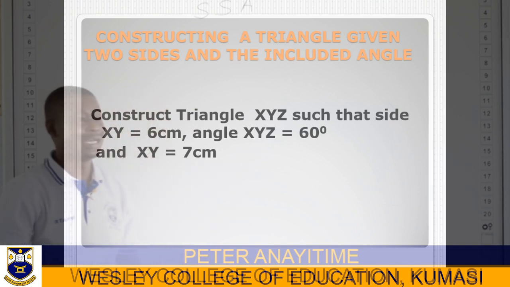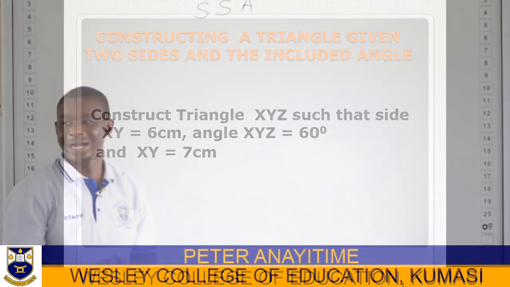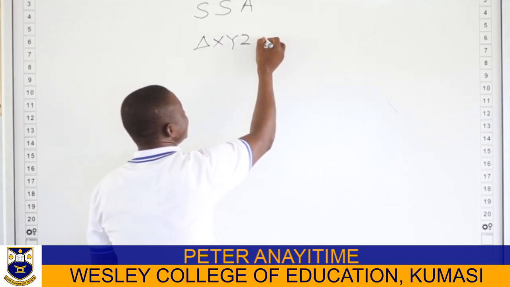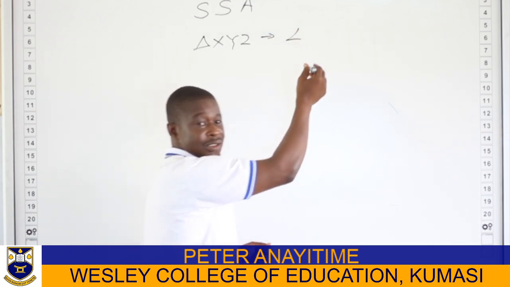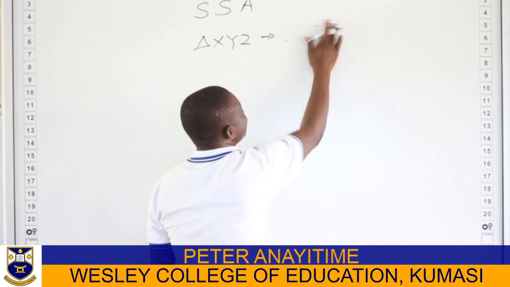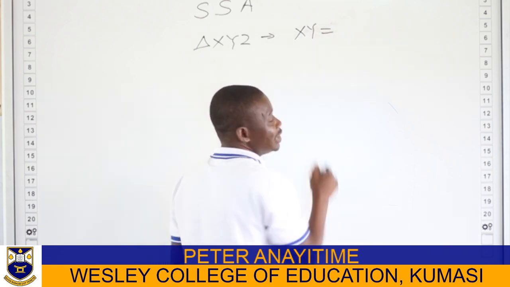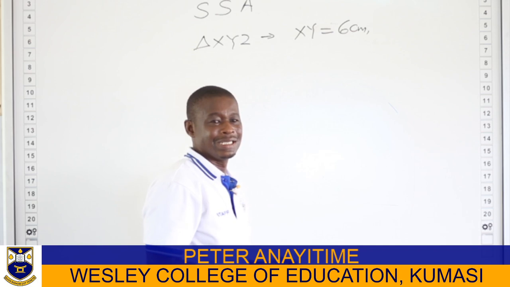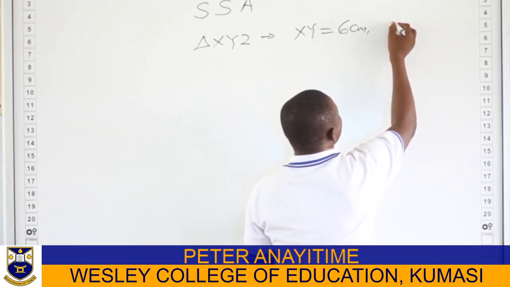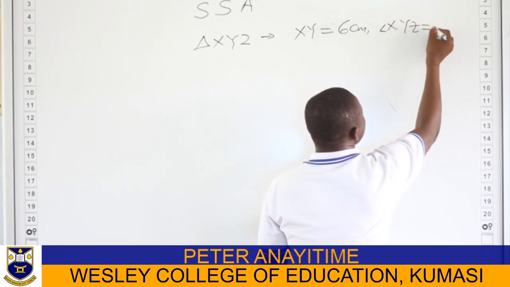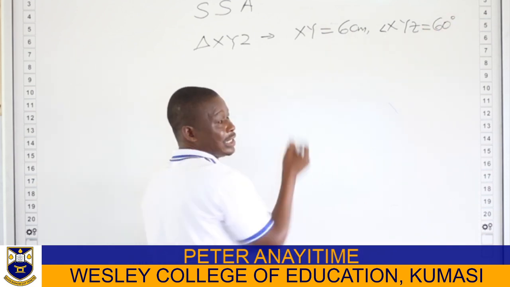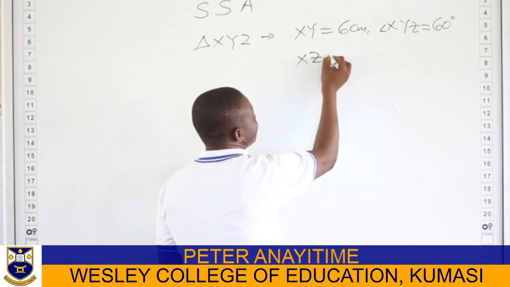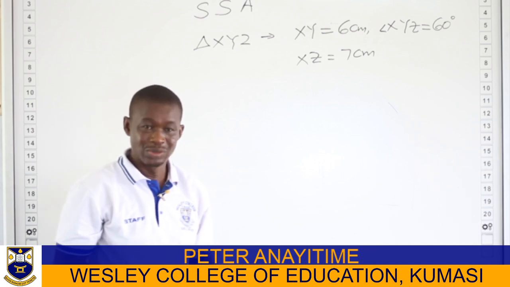Assuming we are going to construct triangle XYZ, where we know XY to be anything, let's say 6 centimeters. XY has been given, and let's assume that we have angle XYZ to be 60 degrees, and we know the second side, XZ, is 7 centimeters. So this is what we have.